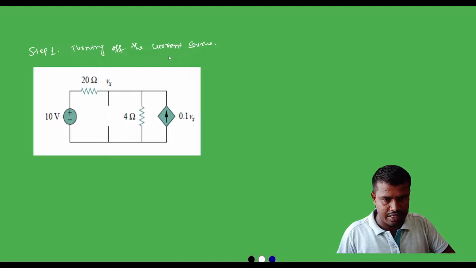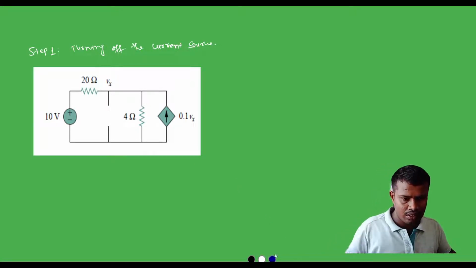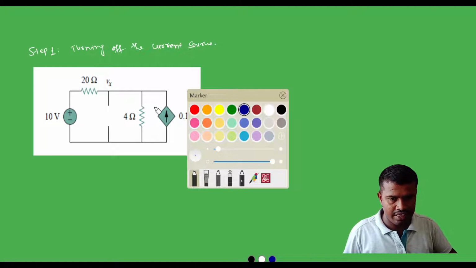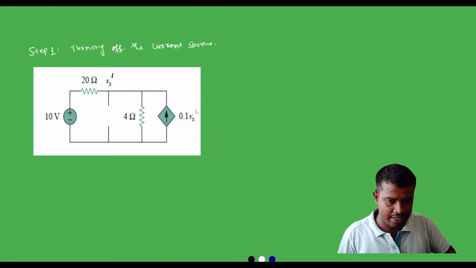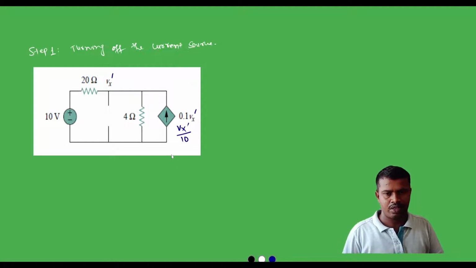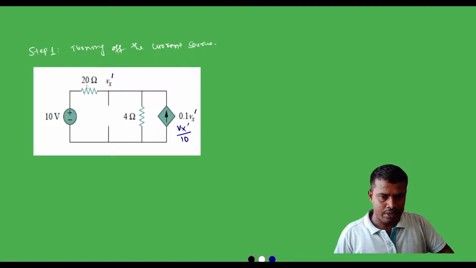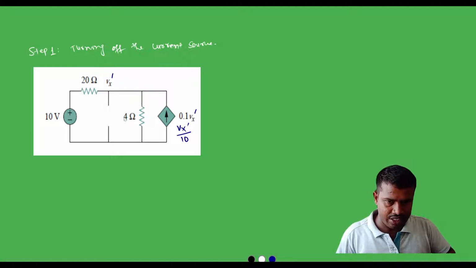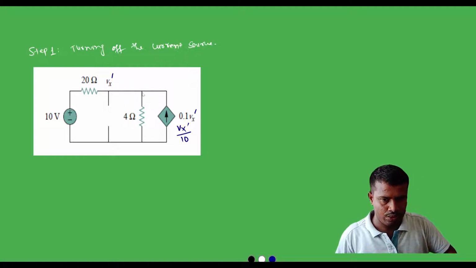On turning off the current source, for identification purposes we can write Vx as Vx prime, and here also we can write 0.1 Vx equal to 0.1 Vx prime. But for calculation simplification, we can write Vx prime divided by 10. Now in this circuit the voltage across the 4 ohm resistor is equal to Vx prime. So in this we need to mark the currents.